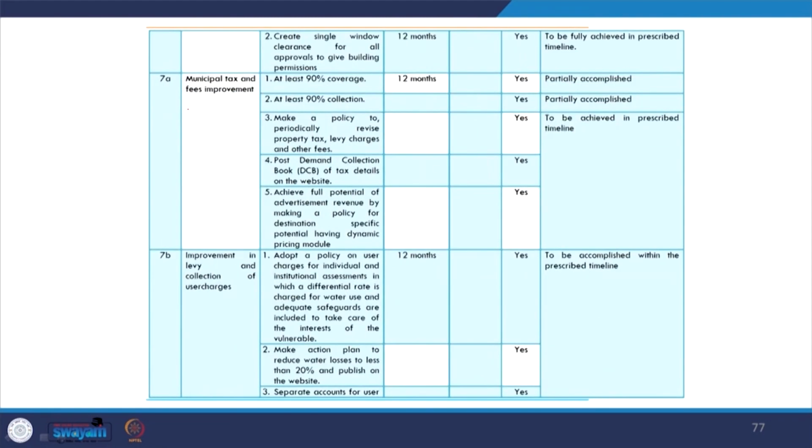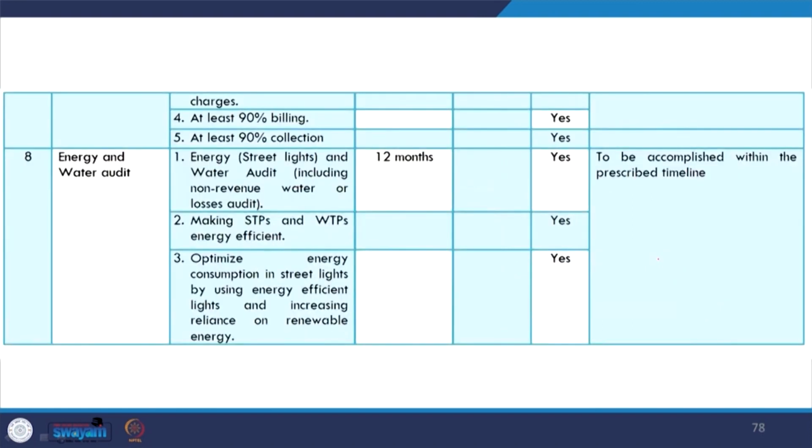We see what they have done: municipal tax and fees improvement. They have partially accomplished their targets. We see improvements in levy and collection of user charges. So, they had a target of 12 months to be complete with prescribed timelines. So, they are positive about it. Energy and water audit. So, they are estimating it to finish within the timeline.